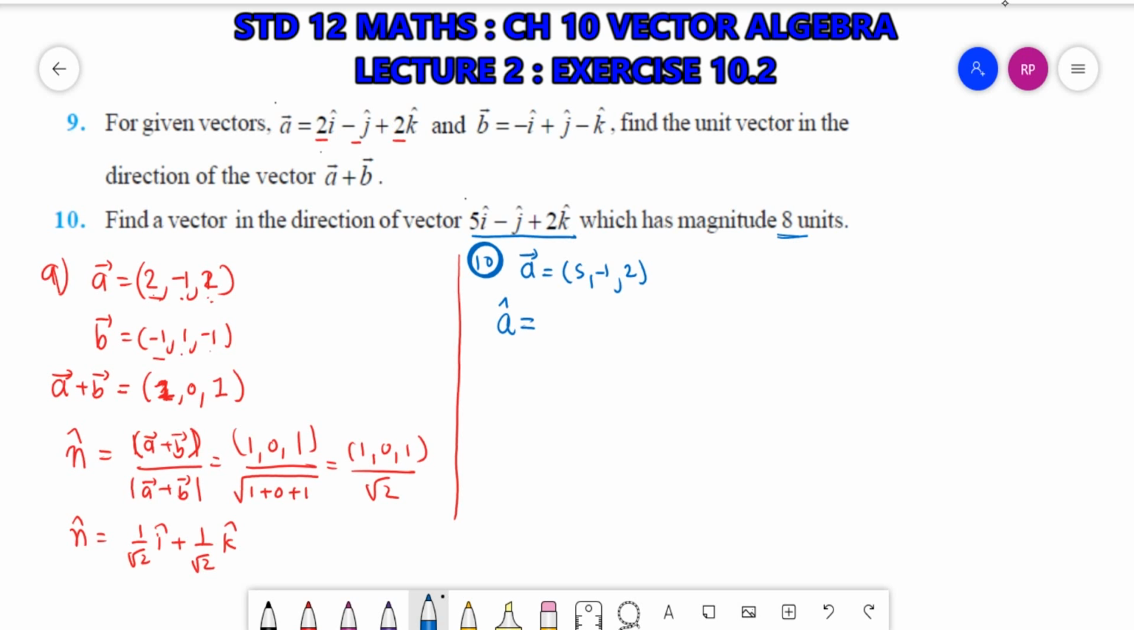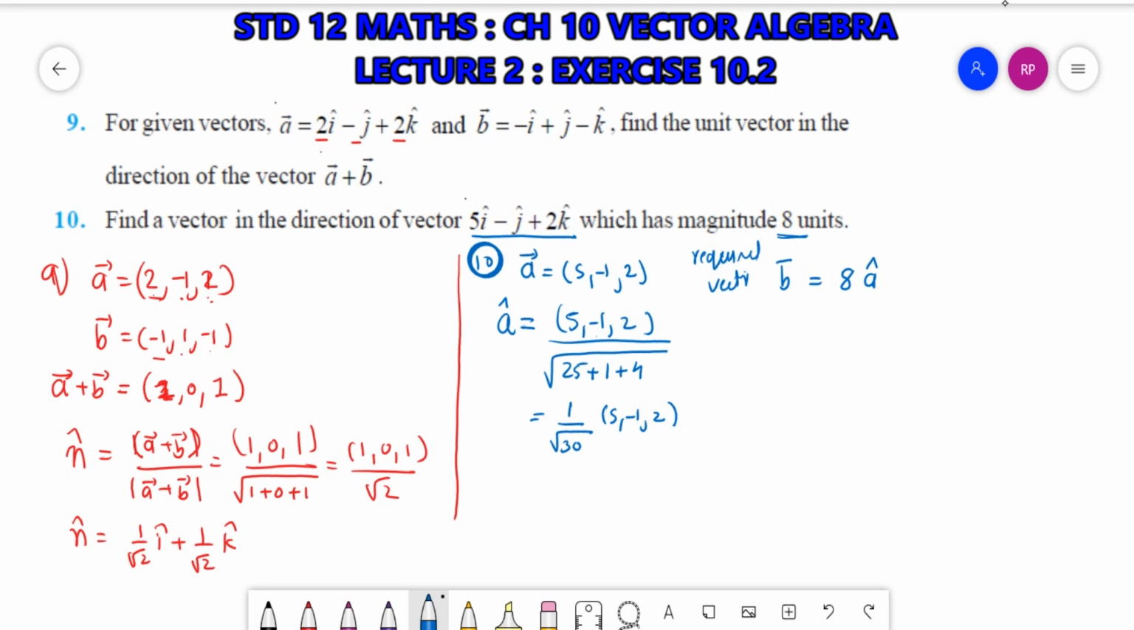Unit vector A will be equal to (5, minus 1, 2) upon the square root of 5 square, 25, plus minus 1 square, 1, plus 2 square, 4. This will be equal to 1 upon root 30 into (5, minus 1, 2). This is unit vector A. Now let vector B be the vector in the direction of A having magnitude 8. So the required vector will have magnitude 8 units in the direction of A. So this will be 8 by root 30 into (5, minus 1, 2).